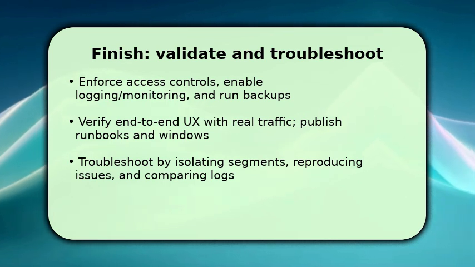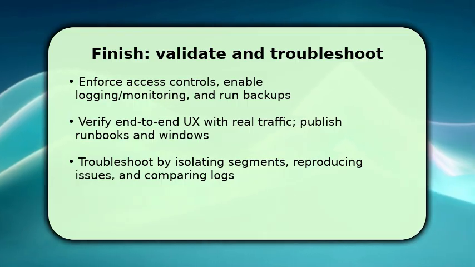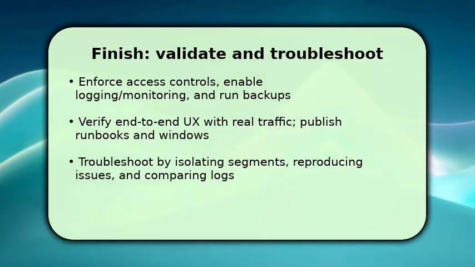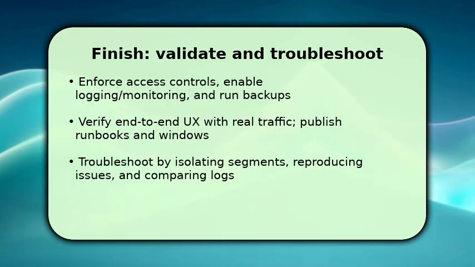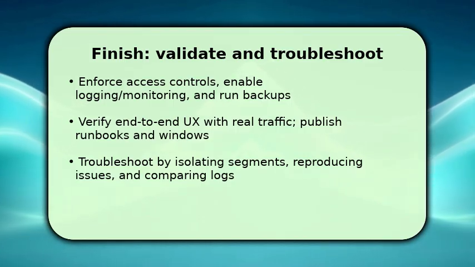If something fails, use the one key troubleshooting tip: isolate segments, reproduce the problem with controlled tests, and compare logs and counters to the baseline to find divergence quickly. Also keep a contact list and vendor escalation path ready to accelerate fixes when required.